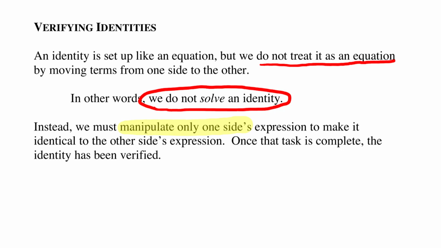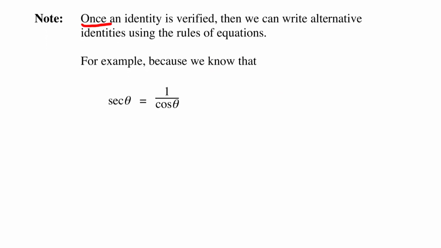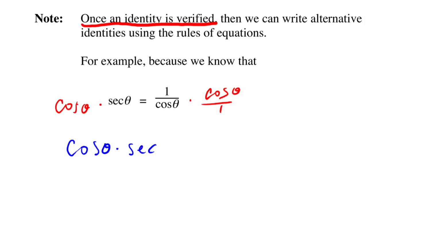Now, if an identity has actually been verified, like our Pythagorean identities or ratio identities or reciprocal identities, then we can write alternative identities based on the rules of equations. For example, because secant theta is 1 over cosine theta, we already know that's true, we can treat it like an equation and multiply each side by cosine theta. What that does is gives us cosine theta times secant theta equals 1, basically a new identity. I mean, it's not really new, but it's a new form of the same identity.